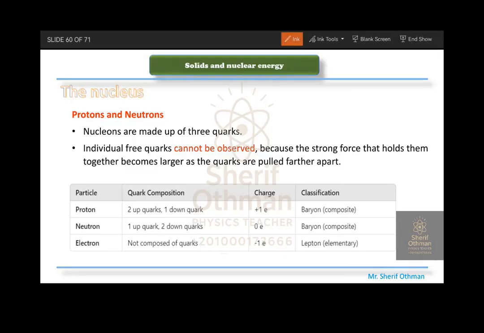What are the quarks that form protons, neutrons, and electrons? So nucleons are made up of 3 quarks. Any nucleon is made up of 3 quarks. Individual free quarks cannot be observed, because the strong force that holds them together becomes larger as the quarks are pulled further apart. So you can't see any individual quark.